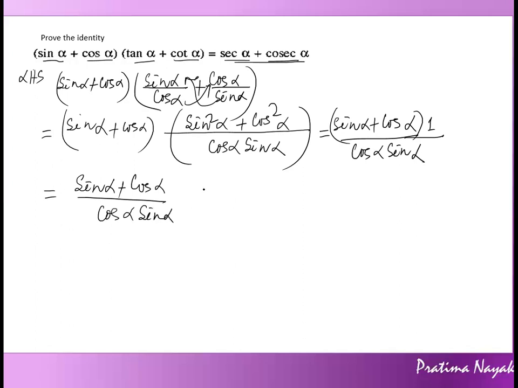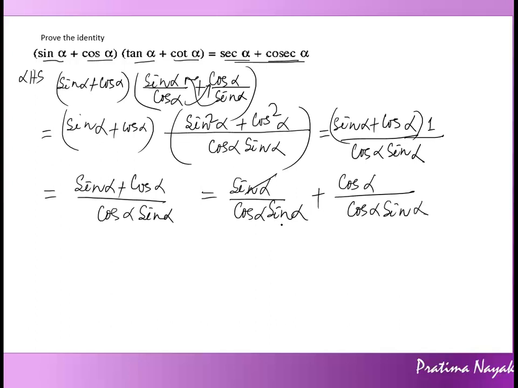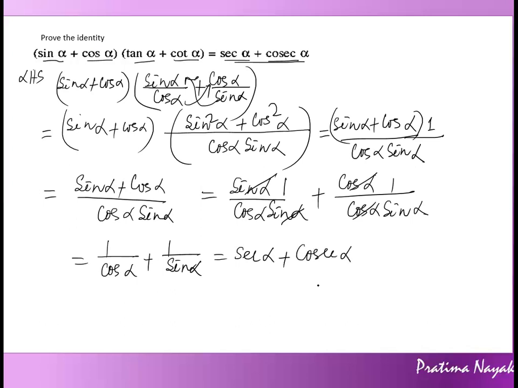I'll make it 2 terms. Once I'll divide this denominator with sin alpha, once I'll divide this denominator with cos alpha. Sin alpha cancel. This will be 1 by cos alpha. Then your cos alpha cancel. This will be 1 by sin alpha. What is 1 by cos alpha? That will be sec alpha. What is 1 by sin alpha? That is cosec alpha. Hence proved.